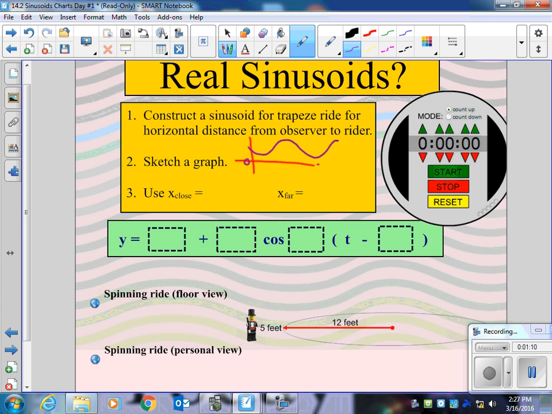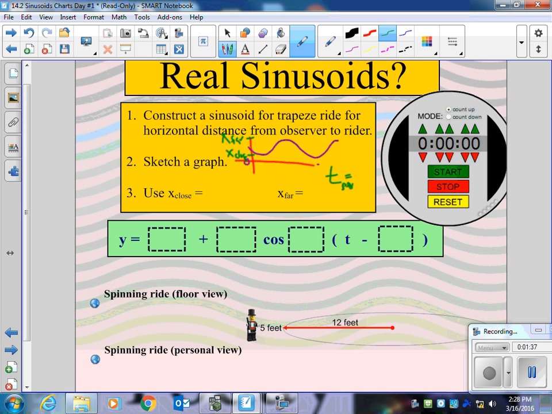We're going to figure out 3 pieces of data. This one, which is x close. This one up here is x far. We need to know those 2 pieces of data. And then all else we need is the time to make one cycle, or what we call the period. Okay?